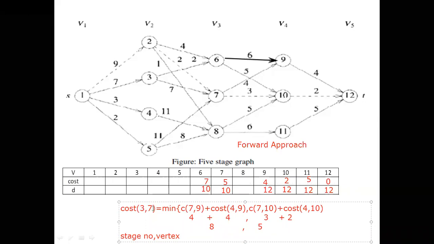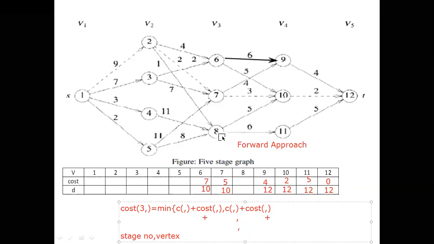This 7 I am not required. These values I am not required. These values I am not required. This value, these values, and all these values I am not required. I will remove them. Now we will still calculate.